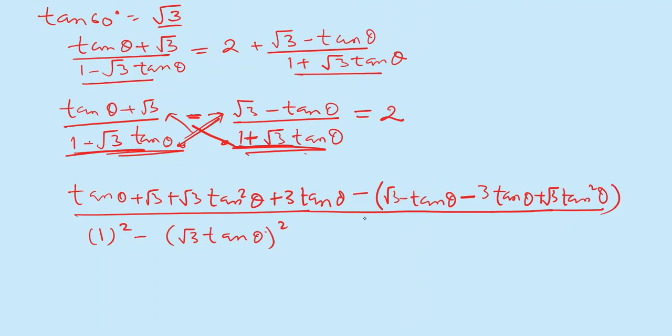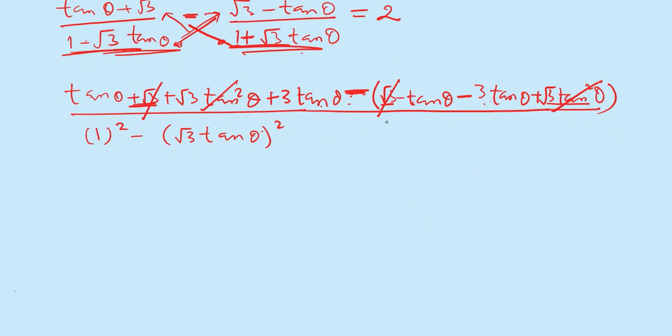Alright, since we have a minus here, let's see if we can subtract something. Yes, plus square root 3 and this is minus square root 3 because of this minus, they cancel out. Plus square root 3 tan square theta, and because of this minus, it will be minus square root 3 tan square theta, cancel out. Plus 3 tan theta, and this will also be plus 3 tan theta, so that will not cancel out. And tan theta and minus positive tan theta, so they will not cancel out. Okay, so let's write down what remains.